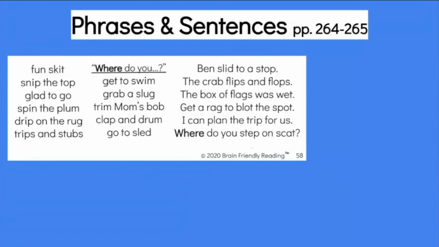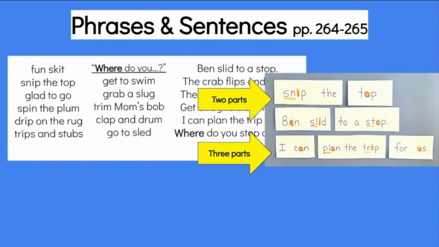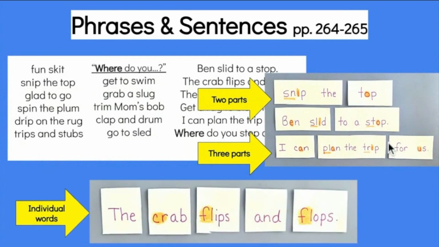Every page has either phrases and/or sentences. You can have the child mark and read right on the lesson page, or write the phrases and sentences onto paper strips or sentence strips. More engaging activities include two-part sentence matching, three-part sentence matching, or cut up sentences into individual words. You can find directions for these phrase and sentence activities on pages 264 and 265 in your training companion guide.